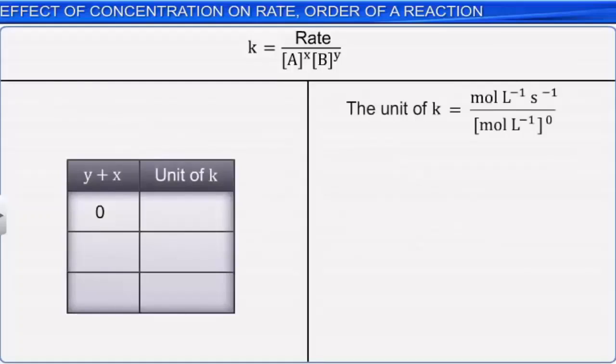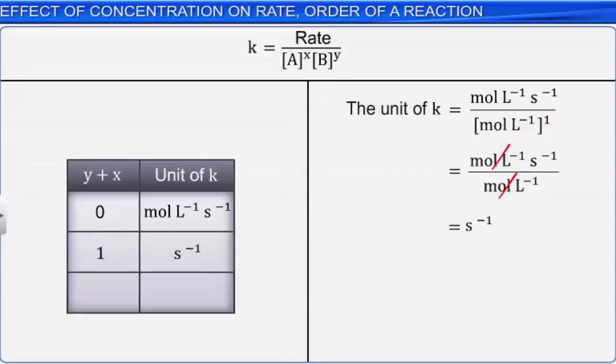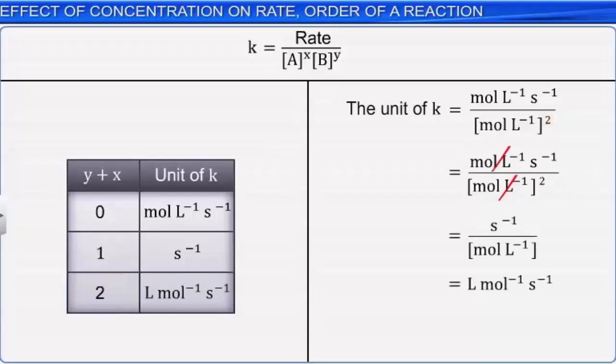If y plus x is 0, then we get the unit of k in the SI system as mole per liter per second. If the overall order of the reaction is 1, then we get the unit of k as per second. If the overall order of the reaction is 2, then we get the unit of k as liter per mole per second.